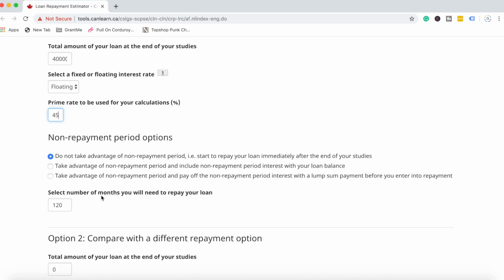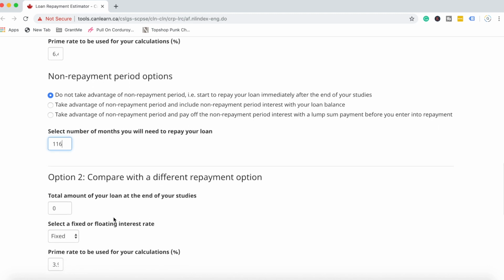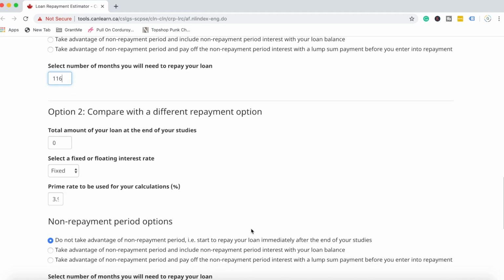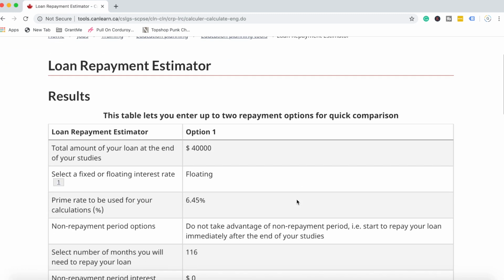So select the number of months you'll need to repay your loan. You can compare it with another loan option. You would just fill in here and then you can click calculate. So this would tell you that okay, you have $40,000 of debt. It's a floating interest at a rate of 6.45. Non-repayment: do not take advantage of non-repayments. Select the number of months you'll need to repay your loan. So 116. Non-repayment period interest $0.